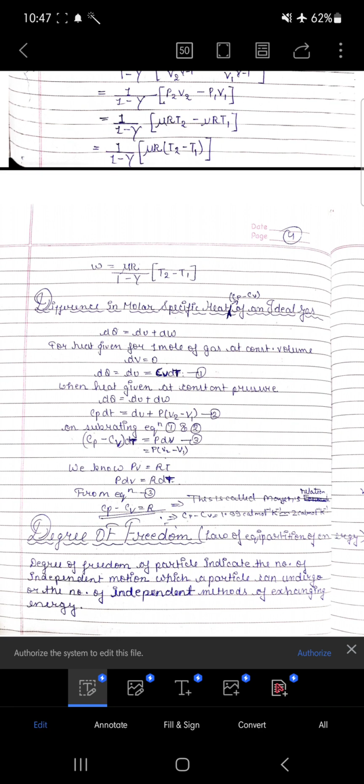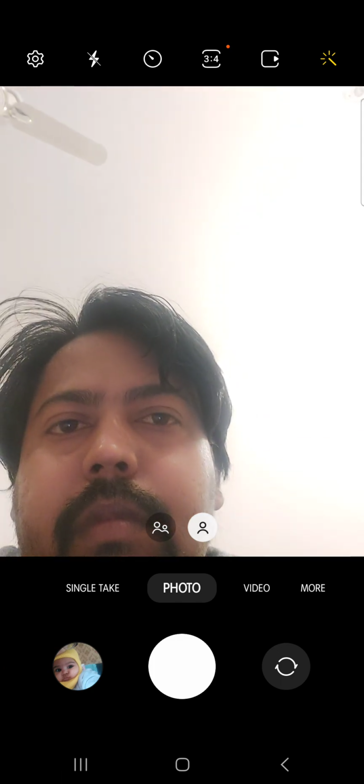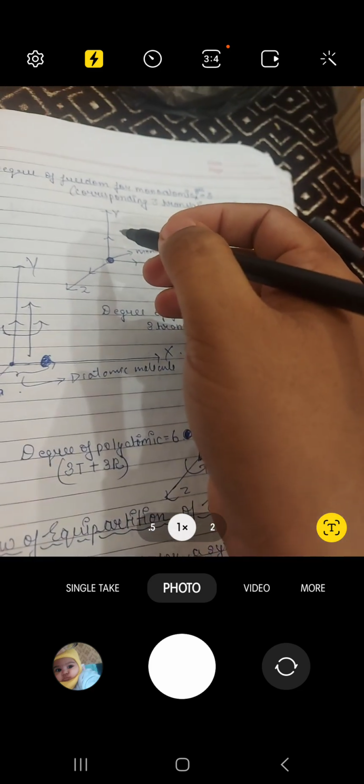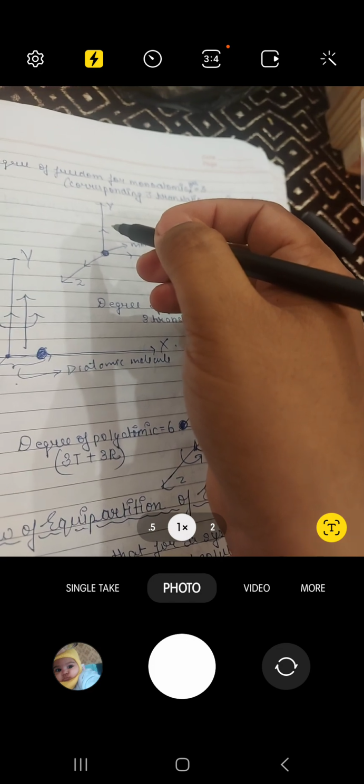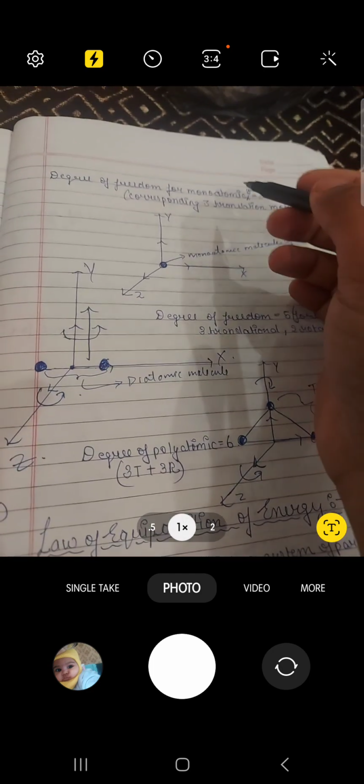Now further we talk about the degree of freedom. Degree of freedom is nothing but the total number of independent motions that a particle can make, as it is written there in the PDF also. So here we can define that degree of freedom can be for three different types of gases that are there in nature.